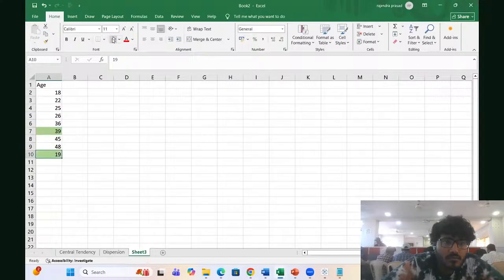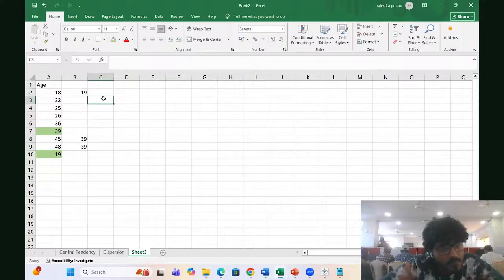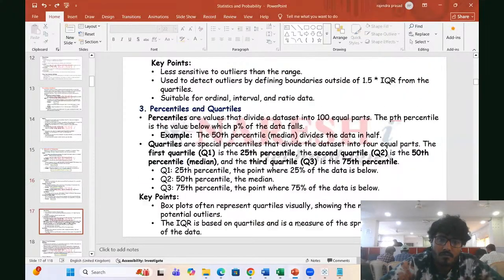So what I'll do is, any value that is going above 39 will be replaced by 39. This will be replaced by 39, and this also will be replaced by 39. Any value that is going below 19 will be replaced by 19. So this is called capping. Is it clear? So this is how you handle it. Okay, no worries. The formula for IQR is Q3 minus Q1. So by using this, you're going to do the calculation.